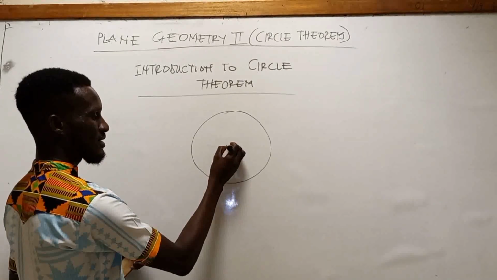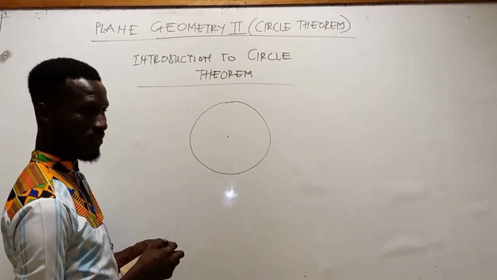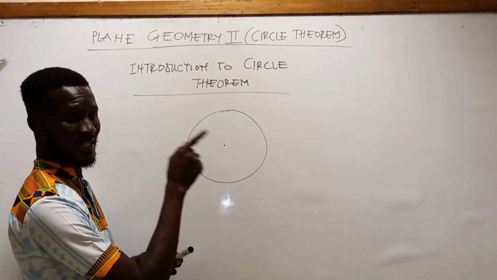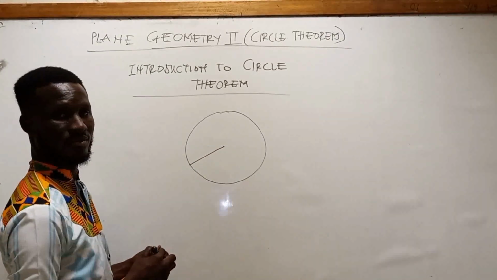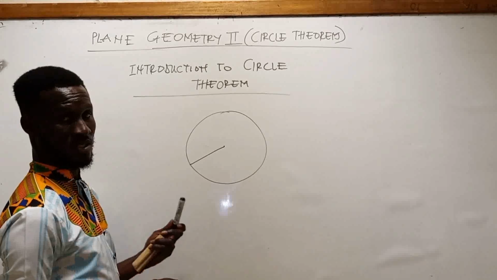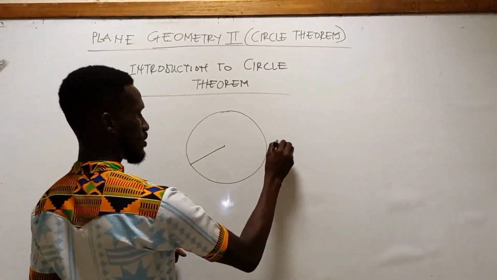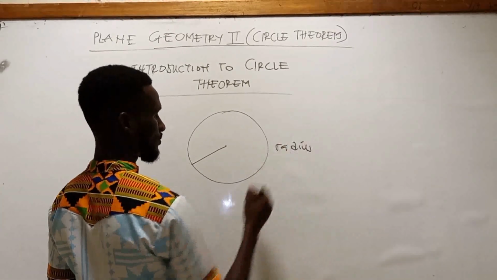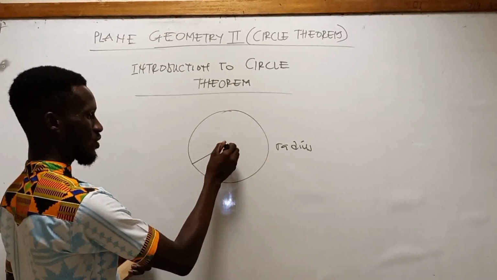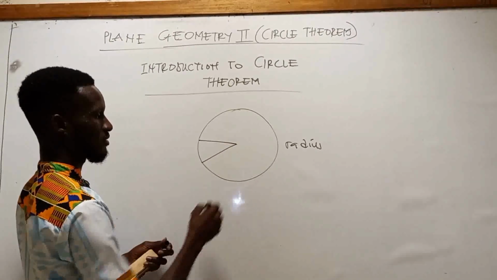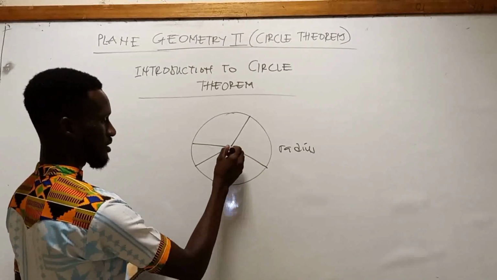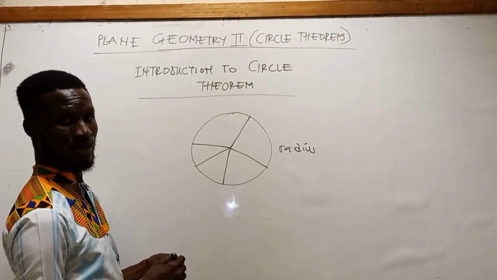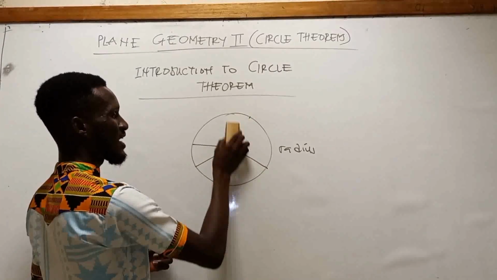Now, assuming this is the center of the circle, any point from the circumference of the circle to the center is called a radius. So this one is a radius. This is not a chord, it's a radius. This one is a radius. This is a radius, a radius, a radius. They are all radius. Now, what role does the radius play?